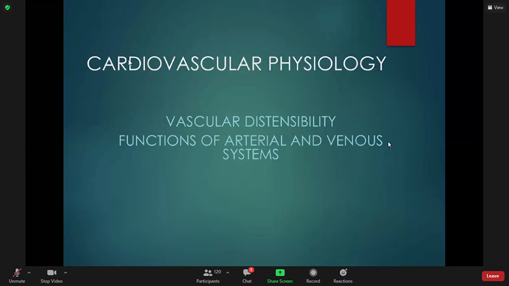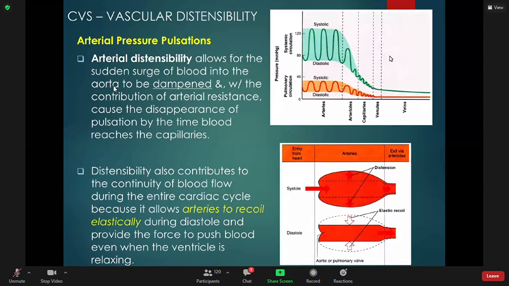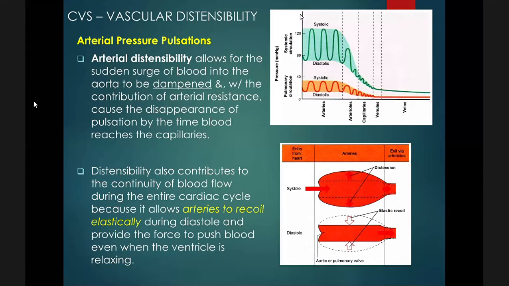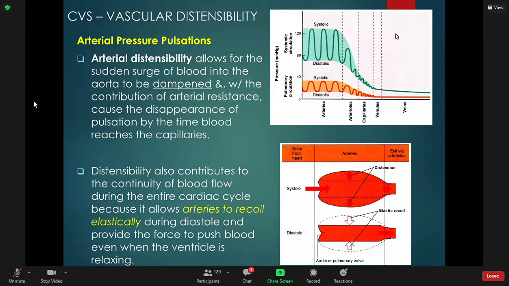We've been talking about distensibility, no? Medyo mahirap-hirapan. Wait lang, kasi yung cursor nakakaabala. Yeah. Arterial distensibility allows the blood to be dumped into the aorta.